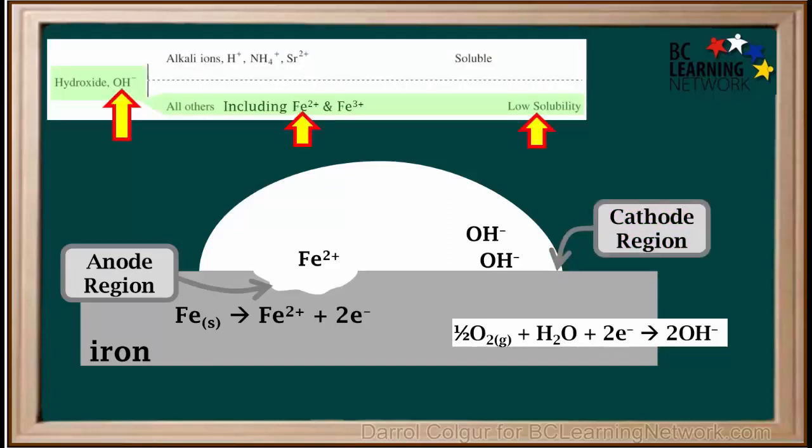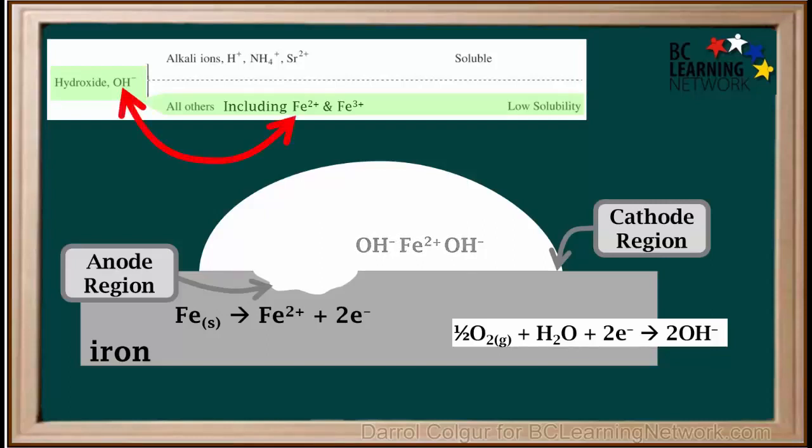Looking at the solubility table, we see that Fe2+ and OH- form a low solubility compound. The Fe2+ ion formed at the anode can combine with the hydroxide ions formed at the cathode to produce the precipitate Fe(OH)2, which can build up on the iron surface.